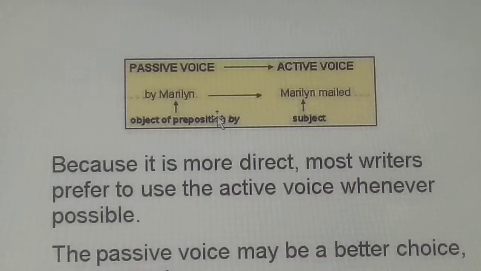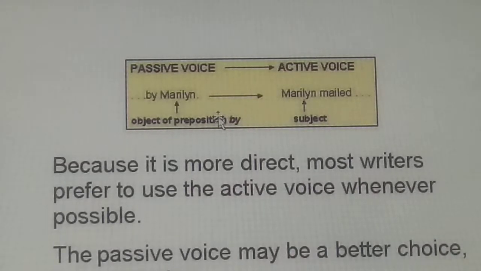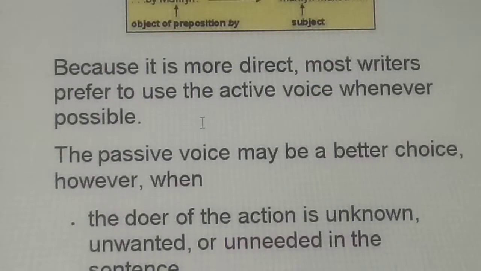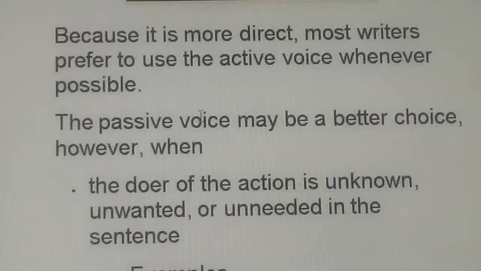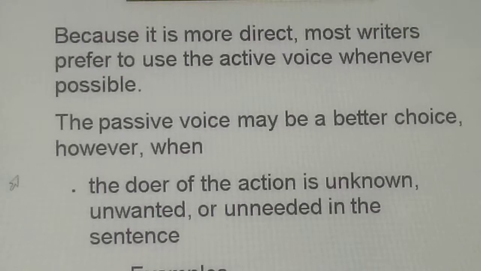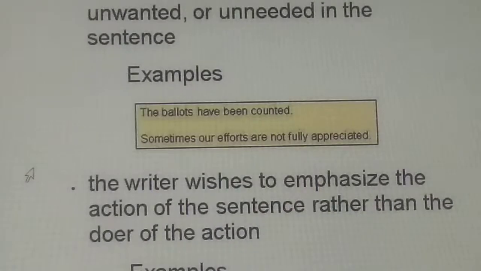Passive voice, active voice. Because it is more direct, most writers prefer to use the active voice whenever possible. It is easier to use, children. That's the reason. However, when the doer of the action is unknown, unwanted, or unneeded in the sentence, then it is better to use passive voice. Okay, examples.